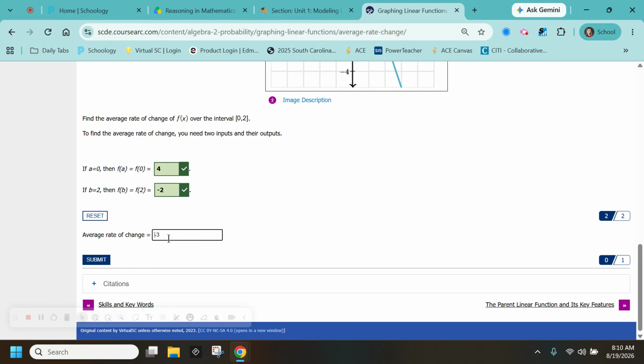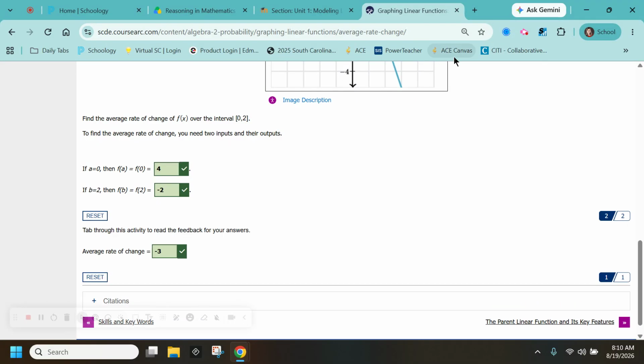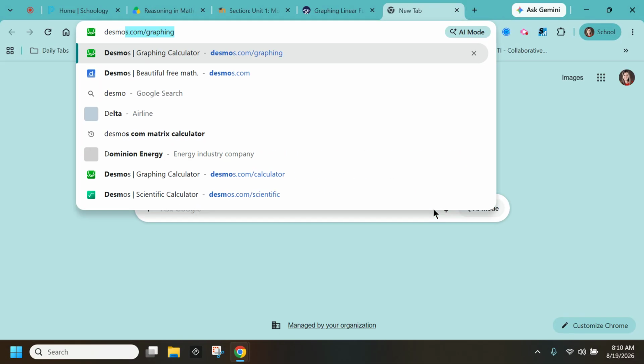Now, it's probably hard to see, but I'll try to do it in Desmos.